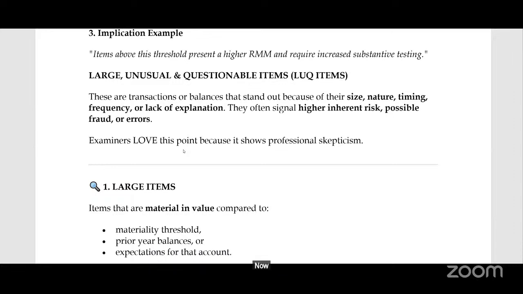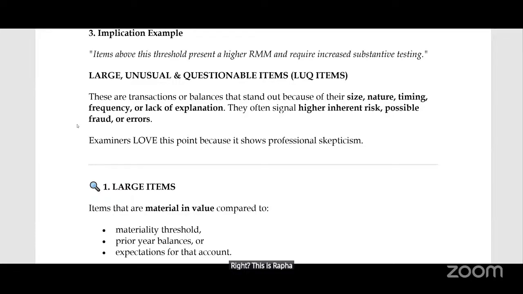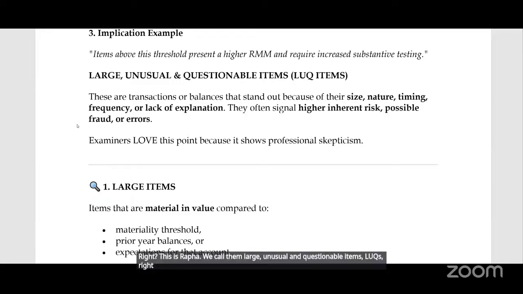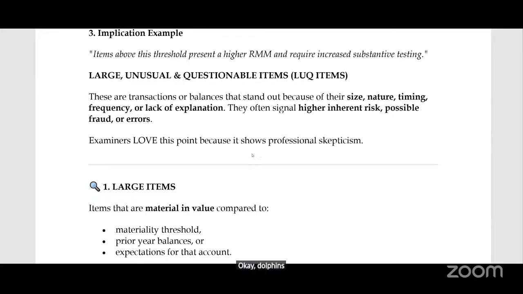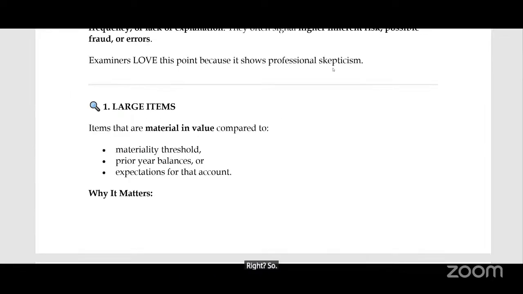Now, this is something that you don't usually see, but they examine it in secret, right? We call them large, unusual, and questionable items, LUQs, right? So these are transactional balances that stand out because of their size, nature, timing, frequency, or lack of explanation. They often signal higher inherent risk or possible fraud or errors, right? So examiners love this point because it shows professional skepticism. And one of the key requirements of your syllabus is professional skepticism, right?